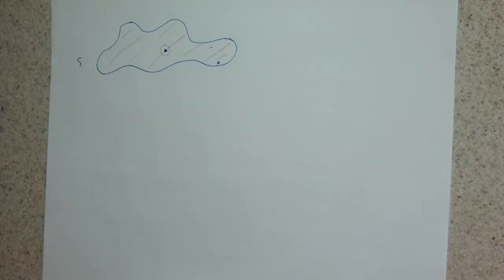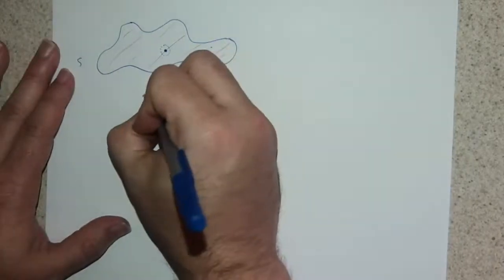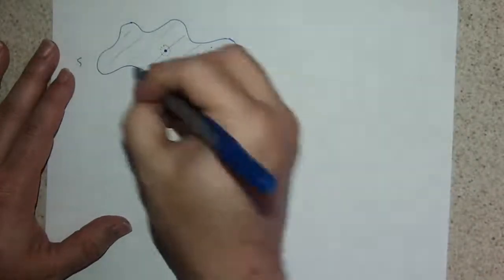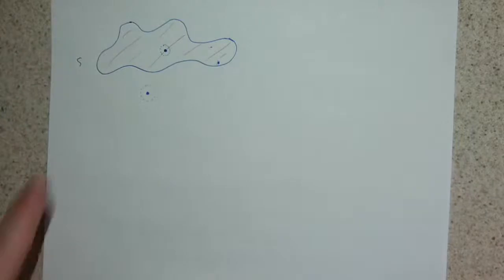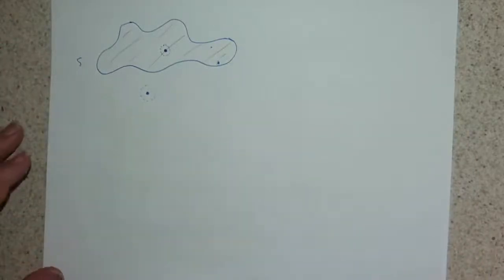Similarly, a point like this is an exterior point because there exists this neighborhood about the point that doesn't contain any points of S. Again, I could blow up this neighborhood a little bit so that it actually intersected S somewhere, but being an exterior point means that there is at least one neighborhood that I can separate out from S like this.